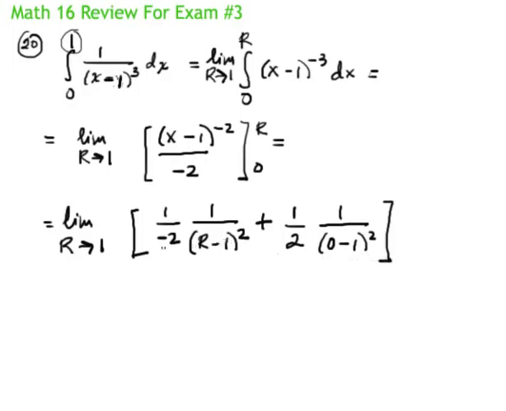All right, now let's take the limit as r goes to 1. Well, as r goes to 1, this denominator is going to 0. So this quantity is going to infinity. All right, so that makes this integral diverge. It doesn't go to a finite value. So this diverges.